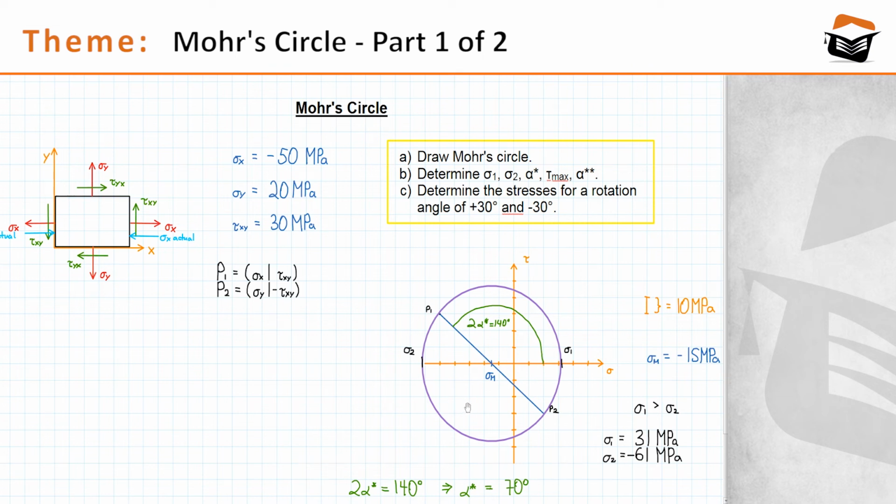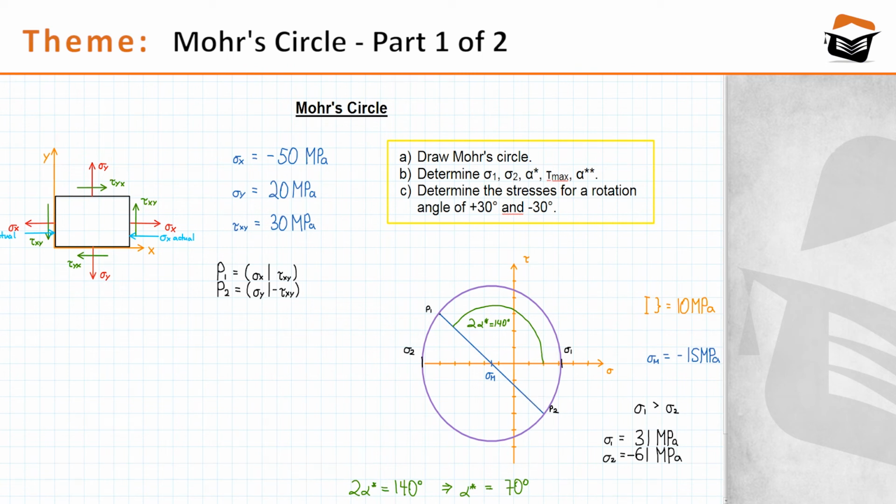So, for instance, if the points in our example were reversed, in that P1 would be located here and P2 would be here, your measured angle 2 times alpha would be minus 40 degrees between the sigma axis and this line, which in that scenario would be from sigma m to P1 in this direction. So your angle 2 times alpha star would be minus 40 degrees. Well, and alpha star standalone would then be 20 degrees.